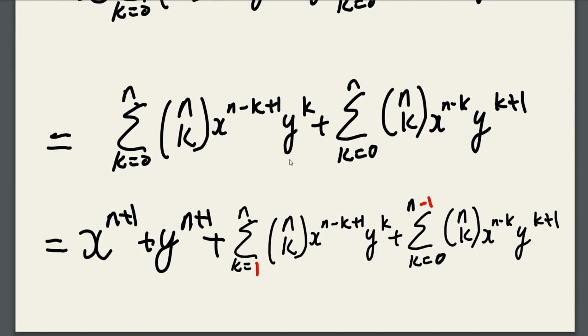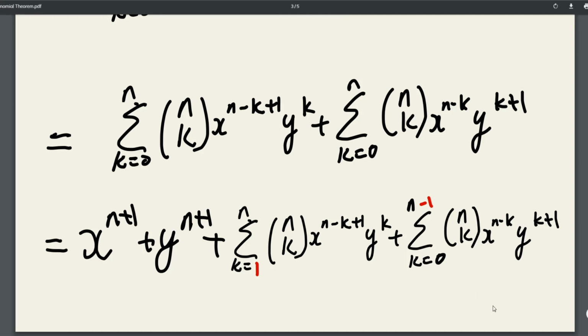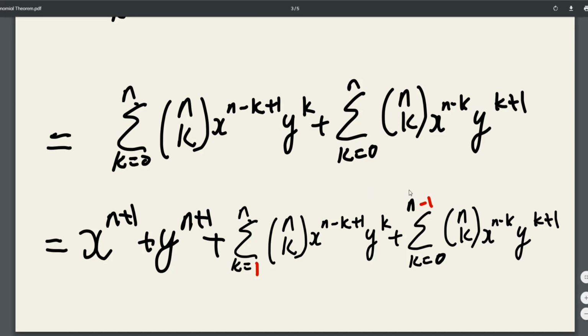The next step is to take the final term from this series, which, if you plug k equals n into here, you'll see that the final term is y^(n+1). So we're going to take that from this series, we're going to decrement the series here by 1, and we're going to put that y^(n+1) over here.